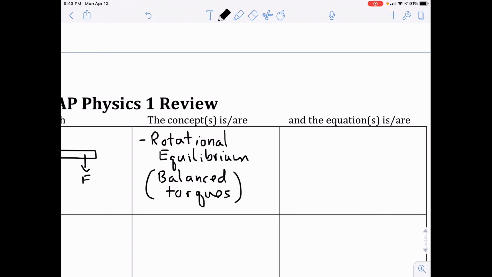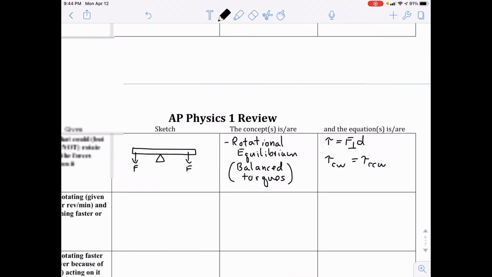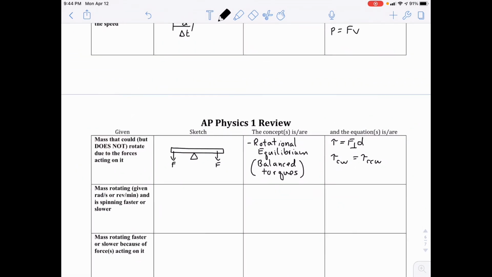Now, we're going to need a couple of equations to reference this. One, we're going to need the actual equation for torque, which is a perpendicular component of force times the distance of a lever arm. The distance of the lever arm is defined from wherever the force is applied to that point of rotation. The other thing we're going to need is to balance our torques. That means all the torques that are clockwise balance all the torques that are counterclockwise. So CW is clockwise, CCW is counterclockwise.